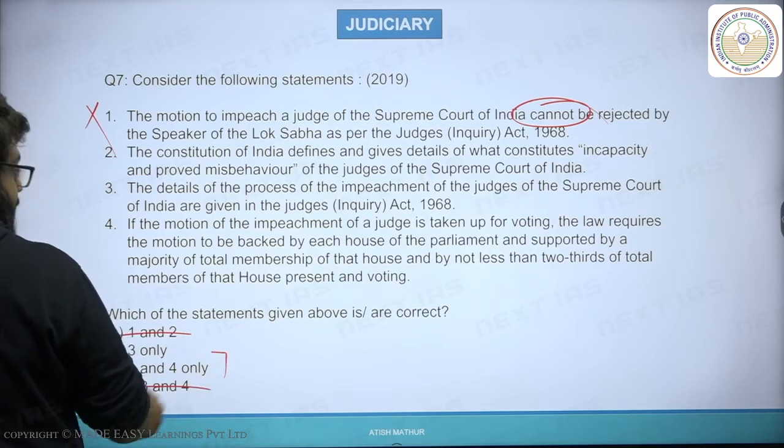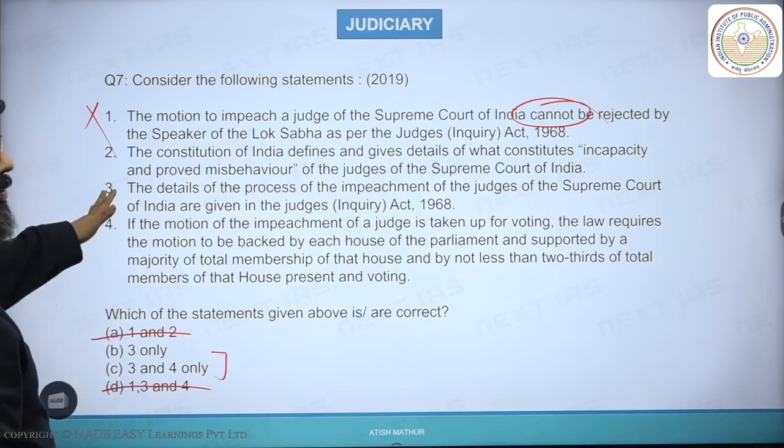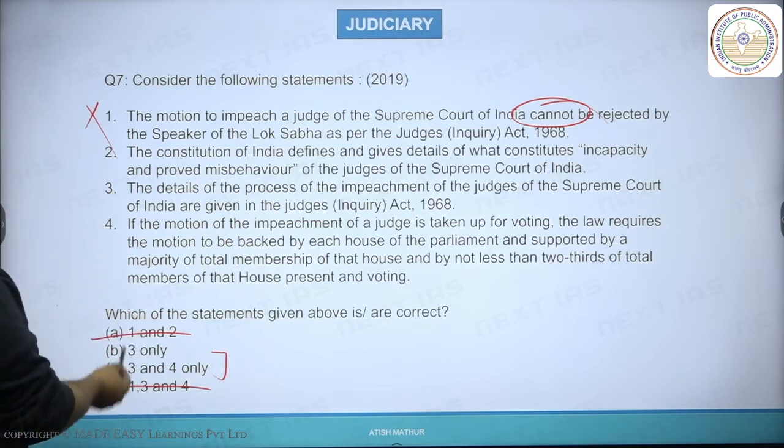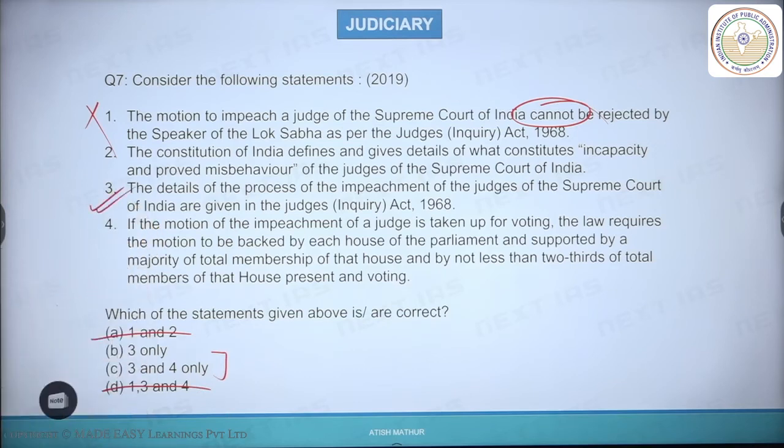अब मेरे को सिर्फ ये चेक करना है, मुझे सेकंड पढ़ने की जरूरत ही नहीं है. आई जस्ट हैव टू चेक वेदर 4 is also correct or not, because 3 is definitely correct. The details of the process of the impeachment is given in Judges Inquiry Act. करेक्ट. अब देखो सेकेंड और 3 कॉन्ट्राडिक्टरी है.